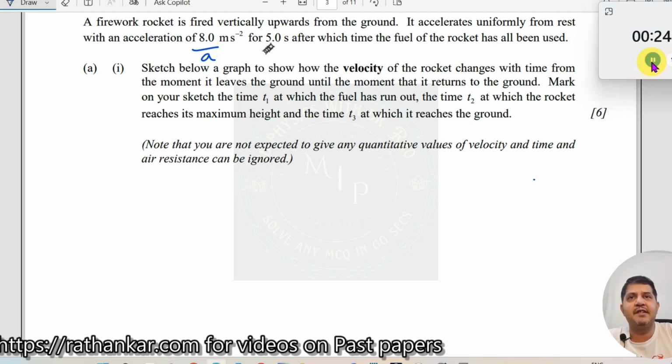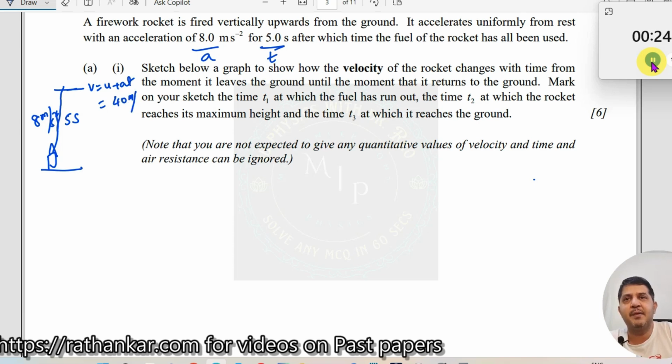The value of a is given, the value of time is given. Which means you are firing it from the ground, and it goes upwards and keeps on increasing its speed for 5 seconds at a rate of 8 meter per second square. So what will be the final velocity here? You can use v equals u plus at. Here u equals 0, a equals 8 and t equals 5, so 8 into 5 should be 40. This should be 40 meter per second.